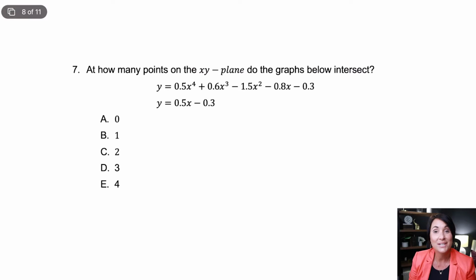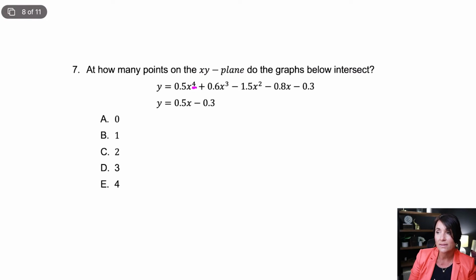All right, so now things are getting a little more complicated. You can see that we have a 4th degree polynomial here, which can tend to stress people out for sure. But remember, you have a graphing calculator. It is an online graphing calculator, but I recommend you use it for problems like this. Let's take a look. At how many points on the xy plane do the graphs below intersect?